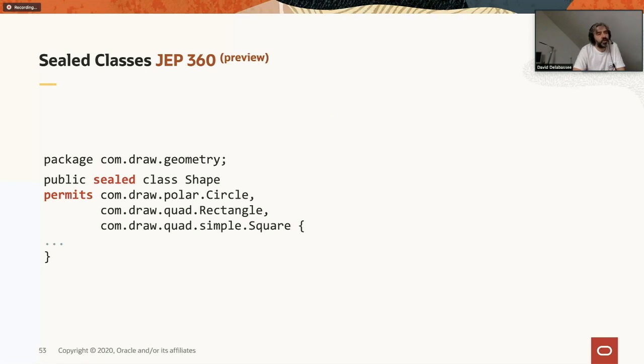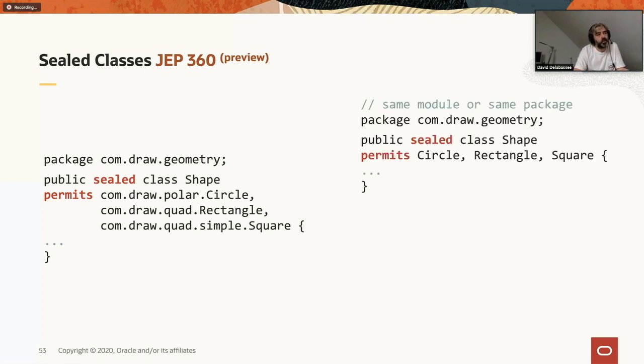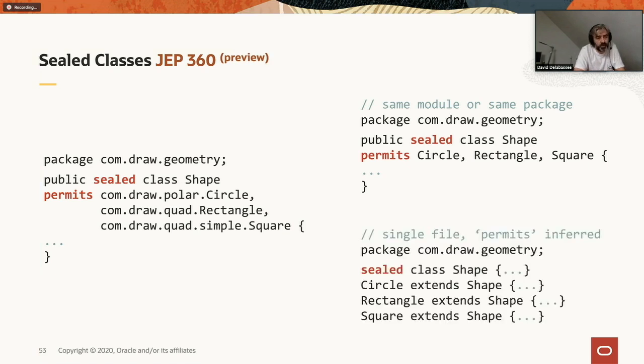And then there are a few variations, like the fact that if you are within the same package or the same module, you can just use the class name. You don't have to use the full package name. If you have nested classes, all the classes within a single source file, you just seal the superclass, and by default, all the classes that are present in the same source file will be permitted to extend that superclass. So that's basically how it works.